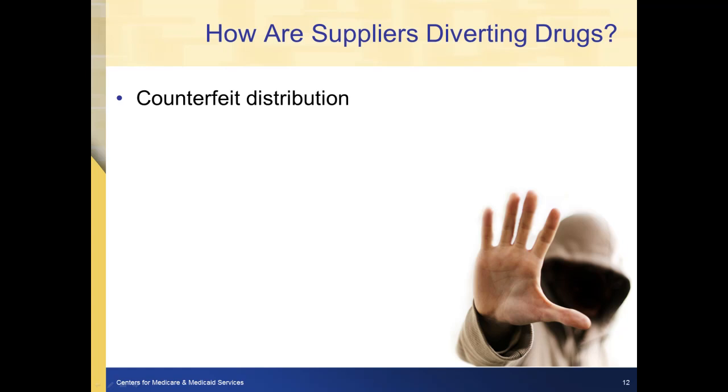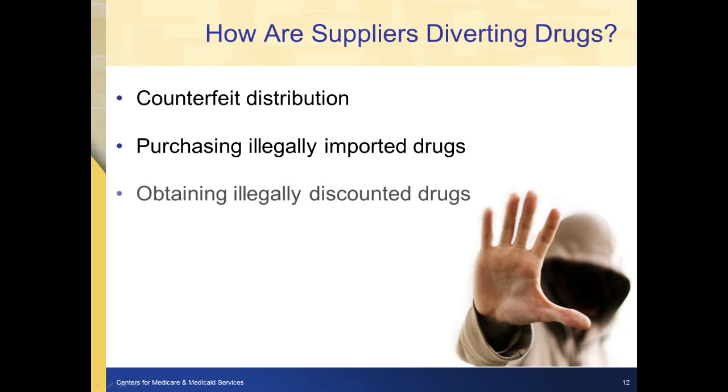It may be difficult for pharmacists to detect suppliers diverting drugs. Suppliers can divert drugs in many ways, which include distributing counterfeit or adulterated drugs, purchasing diluted, expired, or illegally imported drugs, and illegally obtaining discounted drugs and selling them to small wholesalers.